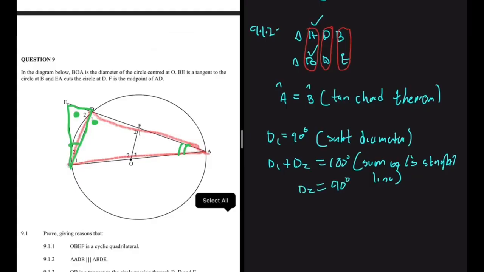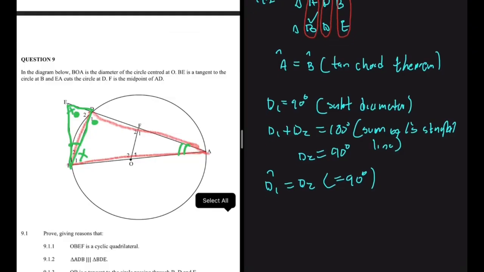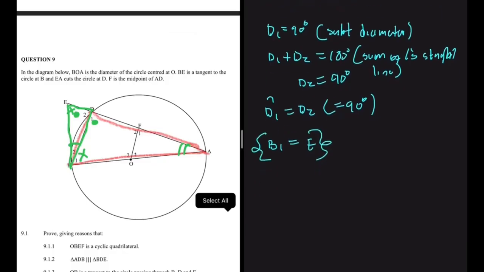So now D1 is equal to D2. They're all equal to 90 degrees, right? It becomes easy to see now that this angle here, B1, should be equal to the angle E, because they are the only remaining angles, right? So now we can say that B1 is equal to angle E. You don't have to say this, but I'm just assuming that we might need to use it when we solve other problems. Let's move ahead with our equation.